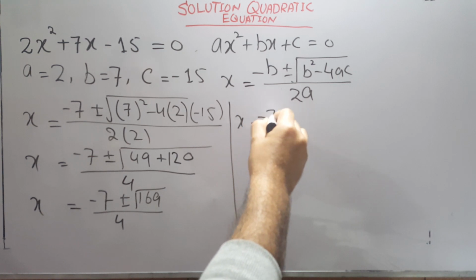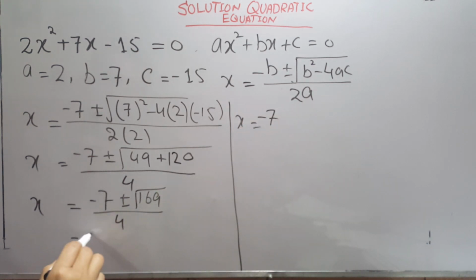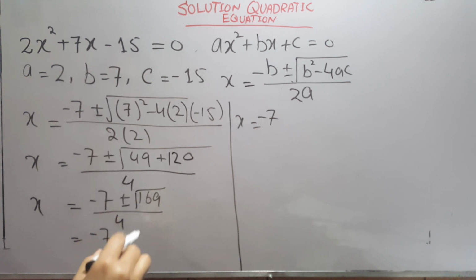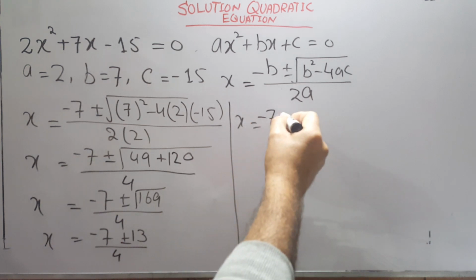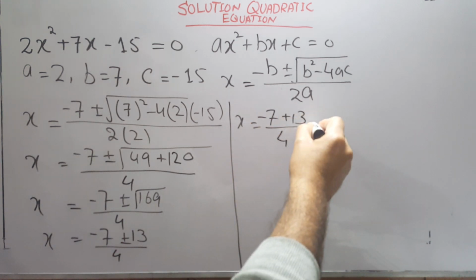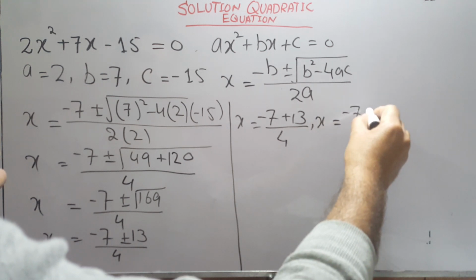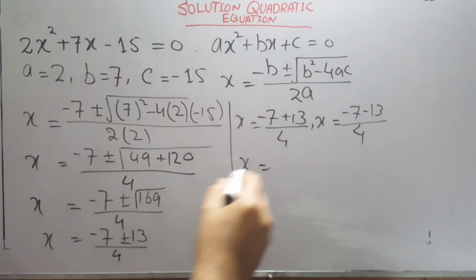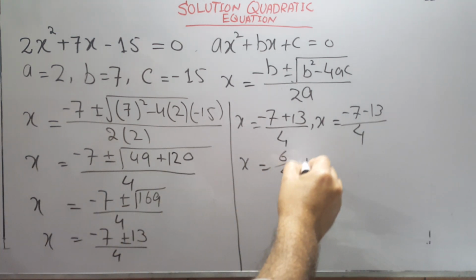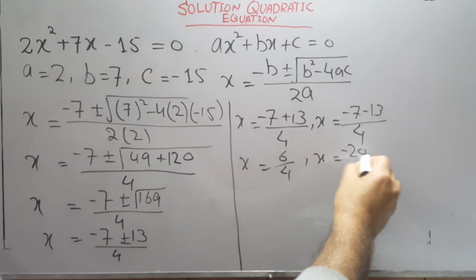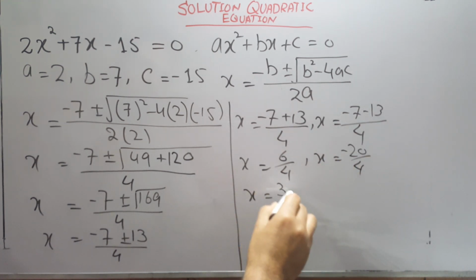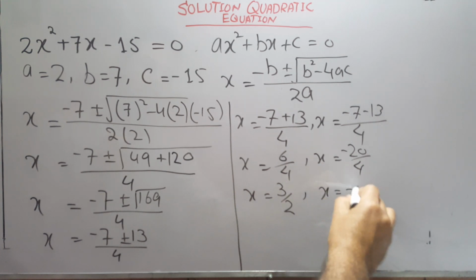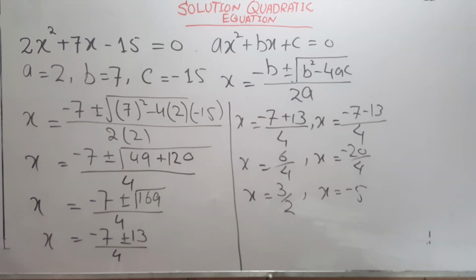x is equal to minus 7 plus minus, and 169 is the square of 13. So now you can write this as minus 7 plus 13 over 4 and minus 7 minus 13 over 4. So x is 6 over 4, and that gives you minus 20 over 4. So you can see that is 3 over 2, and that is minus 5, which is the same solution. Thank you very much.